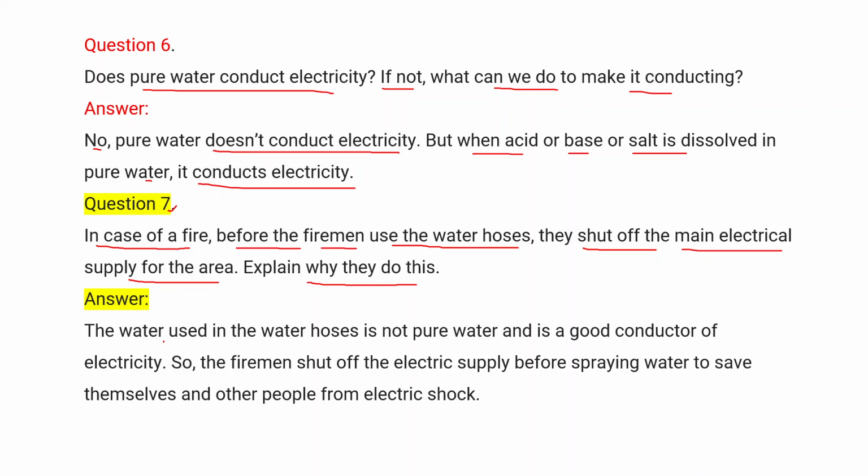Answer is, the water used in the water hoses is not pure, it is not pure water and is a good conductor of electricity. So the firemen shut off the electric supply before spraying water to save themselves and other people from electric shock. Otherwise, the firemen and other people may get electric shock.